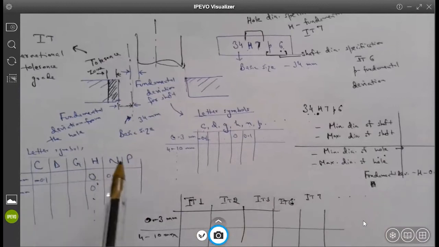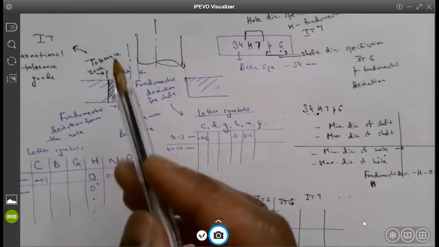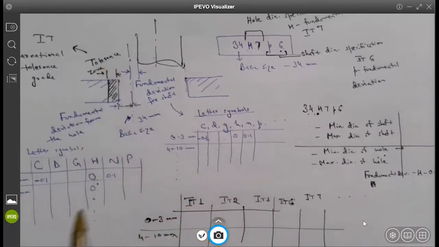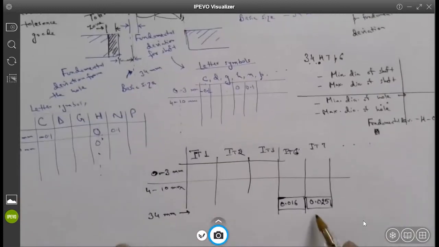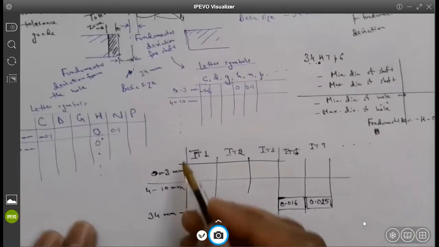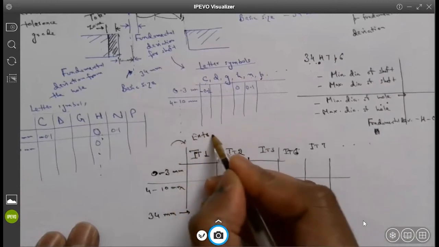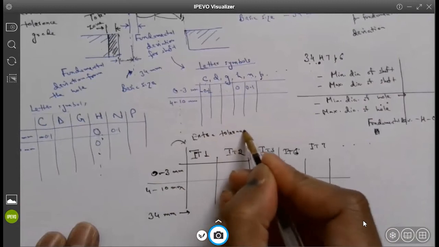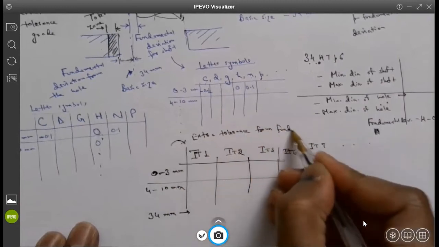Wouldn't it be 34? You said minimum? Yeah, minimum. Isn't the minimum 34 minus the 0.025, or what is the 0.025 for? Okay, as I was saying, 0.025 is the extra tolerance. These are the extra tolerance you are providing from the fundamental deviation.